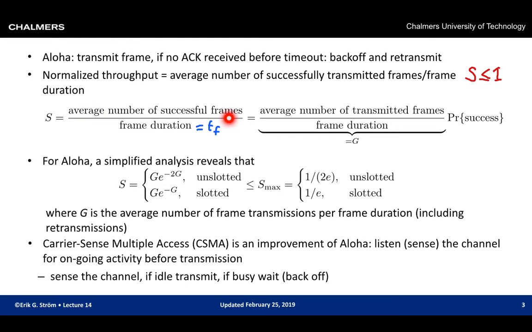And the average number of successful frames, well, that depends, right? How many frames do we get through the system? It depends on how many collisions we have. Then we can calculate the probability of success, which is the probability of no collision. So the average number of frames is the average number of transmitted frames, the attempts we make every T_F seconds. These are the number of frames that we try to send. Then we multiply that with the probability that it actually goes through, and we get the average number of successful frames.